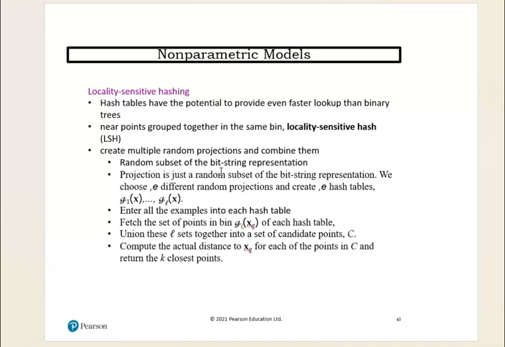Now with high probability, each of the points that are near to xq will show up in at least one of the bins, because these randomizations are independent from each other, so there's no reason why if we missed a point in one random mapping, we will miss it again in the other one. They're all independent.